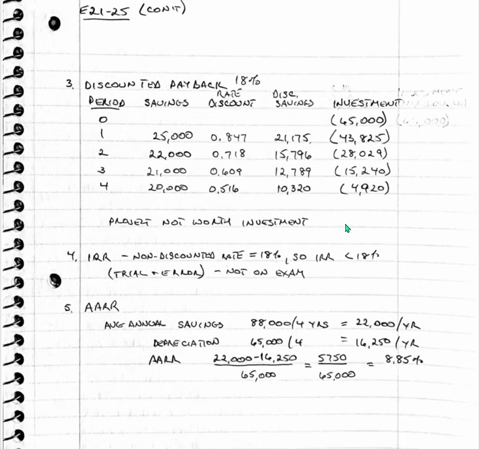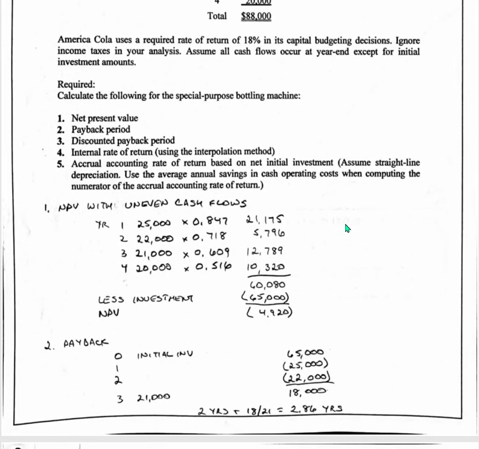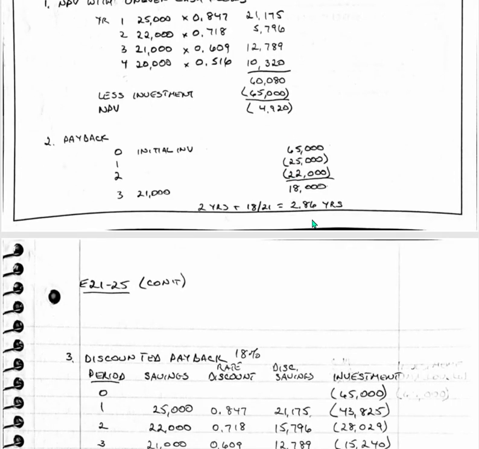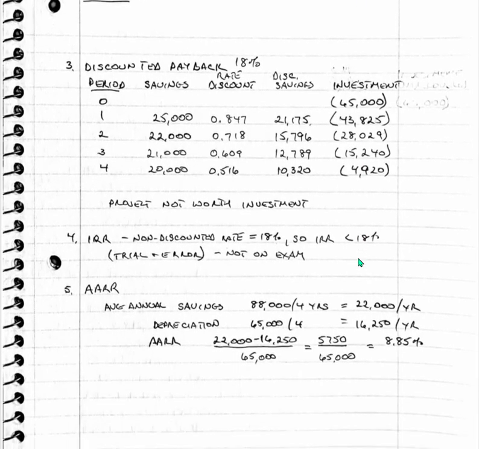Okay, so where it's consistent anyway, right? Yeah, for net present value, excuse me, it is not. Payback doesn't really give you a decision, it just gives you some information.